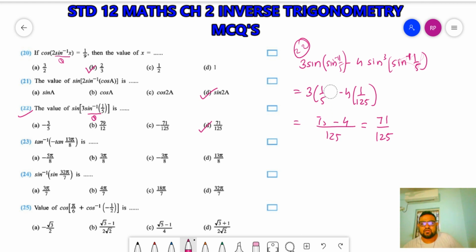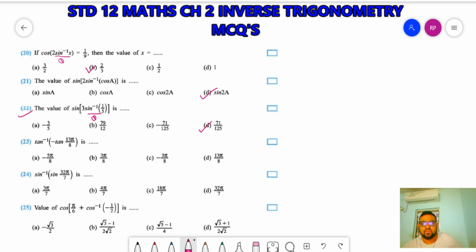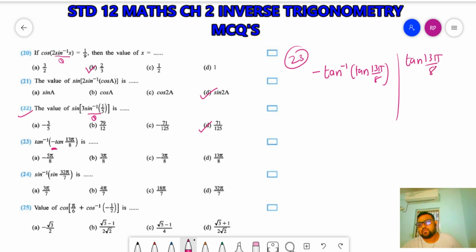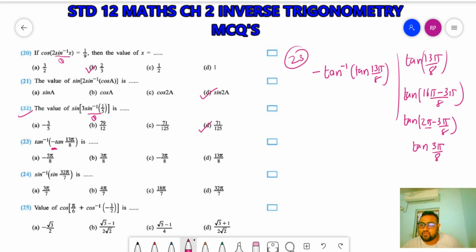Now let's see the next, 23rd. Question 23, it is given tan inverse of minus tan 13 pi by 8. Now minus in tan inverse, minus comes outside, so this will be equal to minus tan inverse tan 13 pi by 8. So let me solve separately tan 13 pi by 8. The multiple of 8 closer to 13 is 16. So tan of 16 pi minus 3 pi by 8, so 2 pi minus 3 pi by 8. So 2 pi shift, so this will be equal to tan 3 pi by 8. Now 2 pi minus is the fourth quadrant, in the fourth quadrant tan is negative.